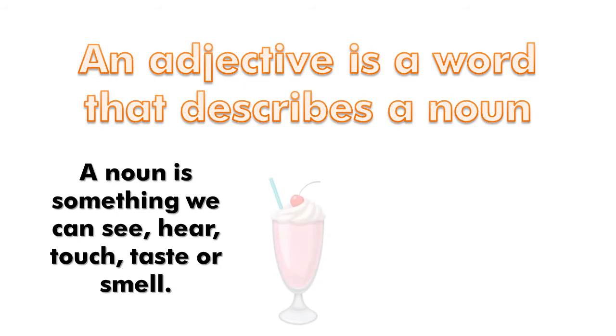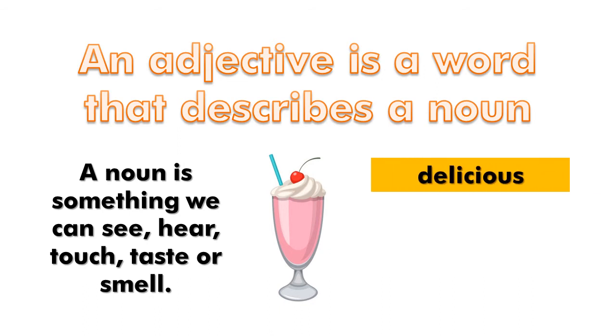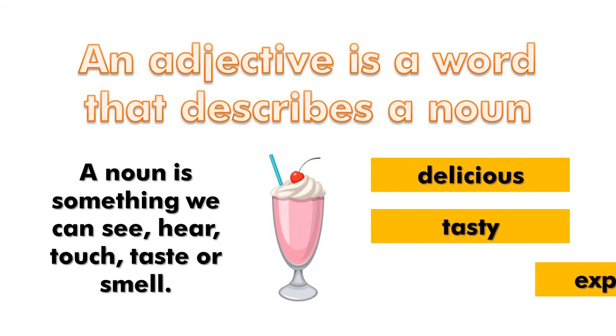If we look at this example, that picture is a picture of a milkshake. How do we know that a milkshake is a noun? Well, I can see the milkshake, I can touch the milkshake, I can taste the milkshake, and I can smell the milkshake. So that tells me that it's a noun. And so it means I can use words to describe this milkshake. Words like delicious, tasty, or expensive.